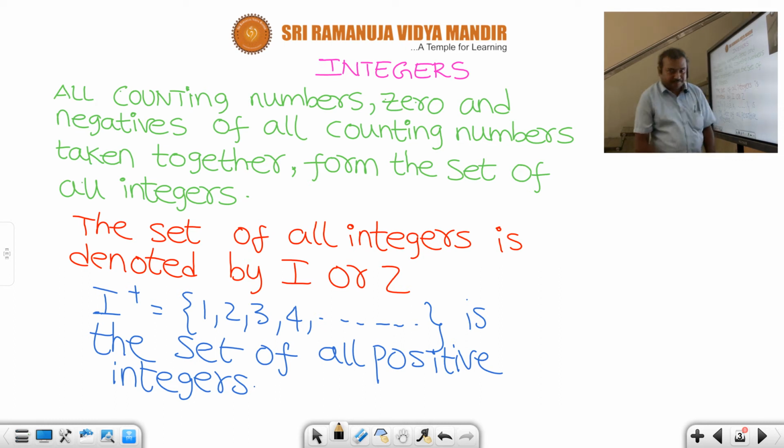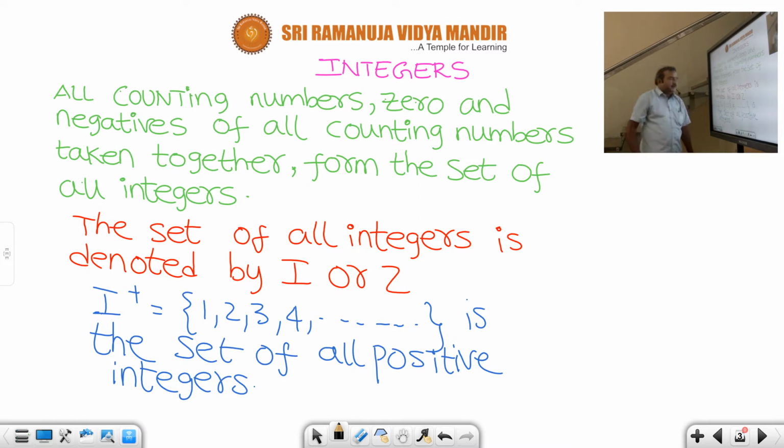Here, I means the set of integers, or Z. What is the definition of integers? All counting numbers, 0, and the negatives of all counting numbers form the set of integers.